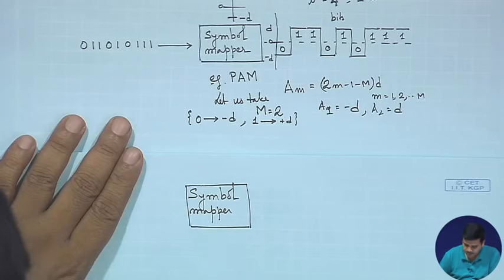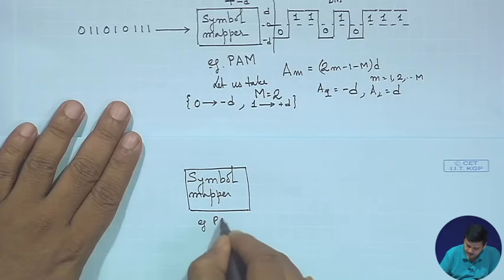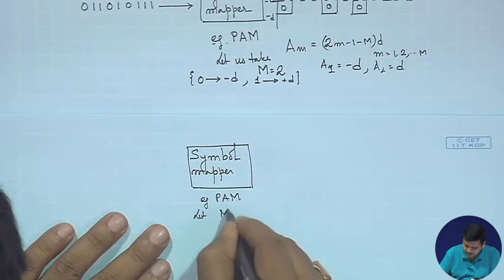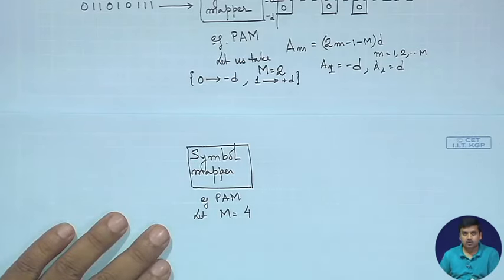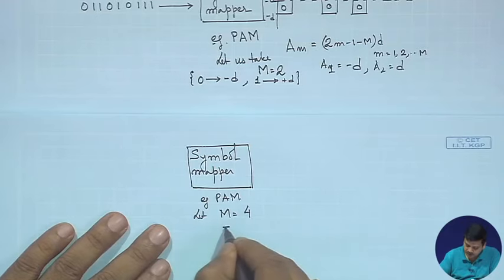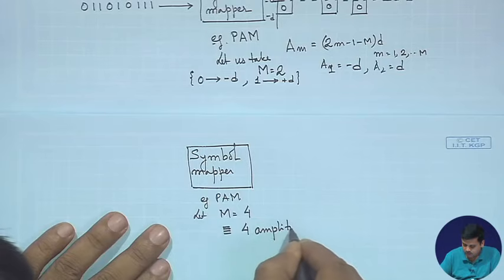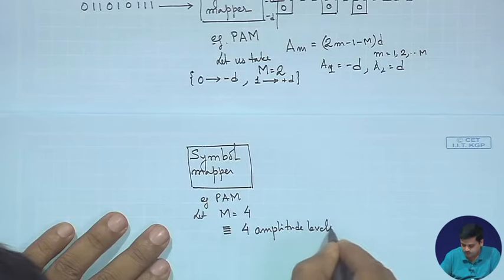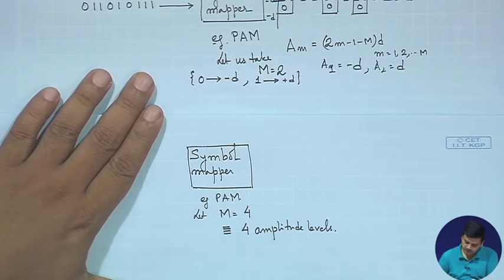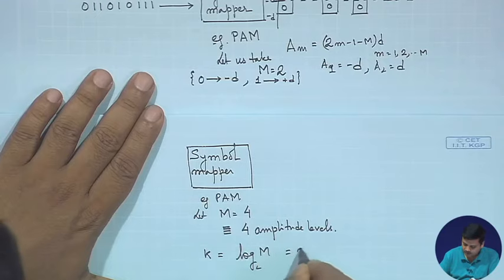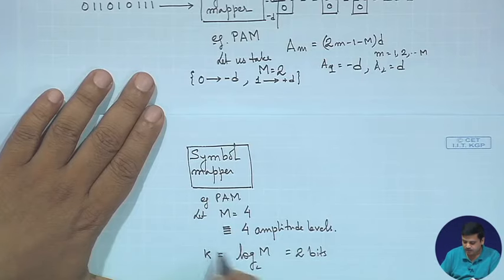You could also get things clearer if you consider a different symbol mapper. Again, we will take the example of PAM, because that is what we have learnt. Let M be equal to 4. So, when I say M is equal to 4, this implies that there are 4 amplitude levels, right. So, if there are 4 amplitude levels, that means k is equal to log base 2 of M, which is equal to 2 bits. That means now we are going to select the amplitudes using 2 bits.